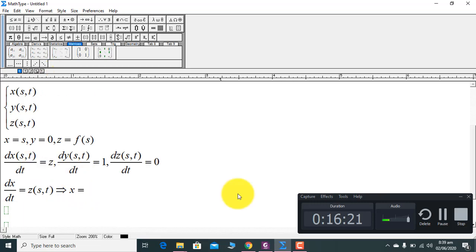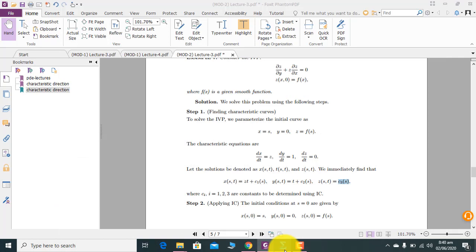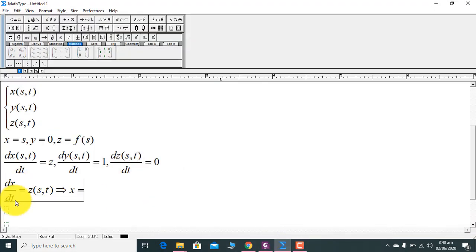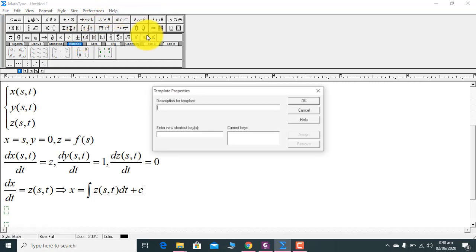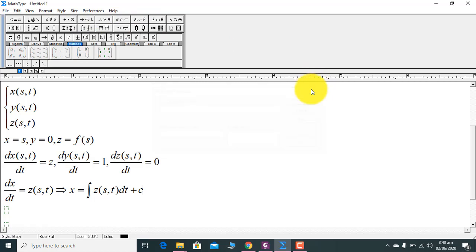In general you don't know the answer. I was saying that dx over dt is z, and if you integrate both sides, on the right hand side there will be the integral of z, which is a function of s comma t, dt. With respect to t you are integrating, plus some constant, which we are naming c1.